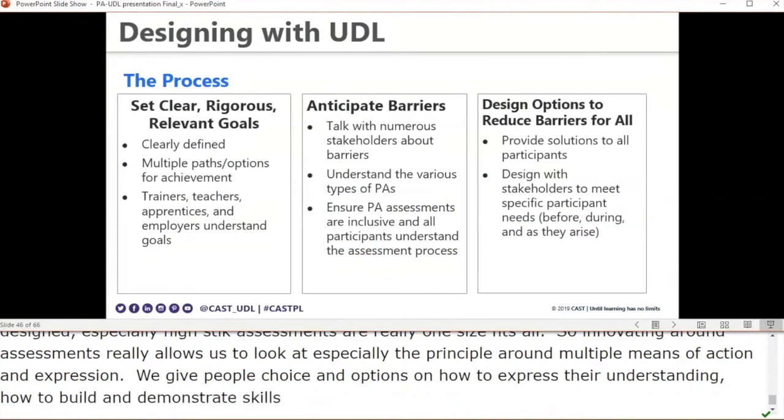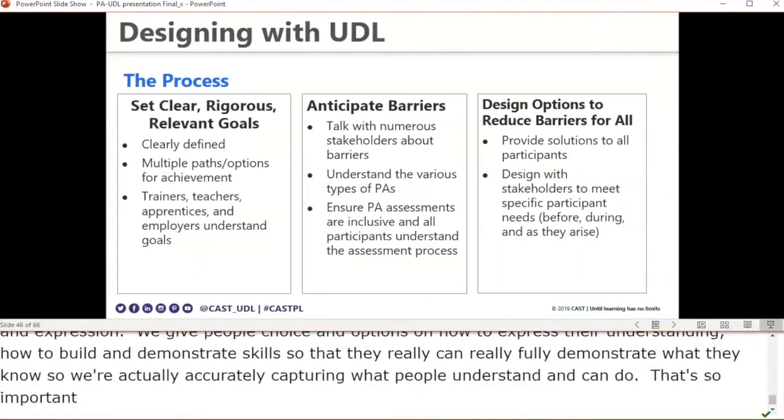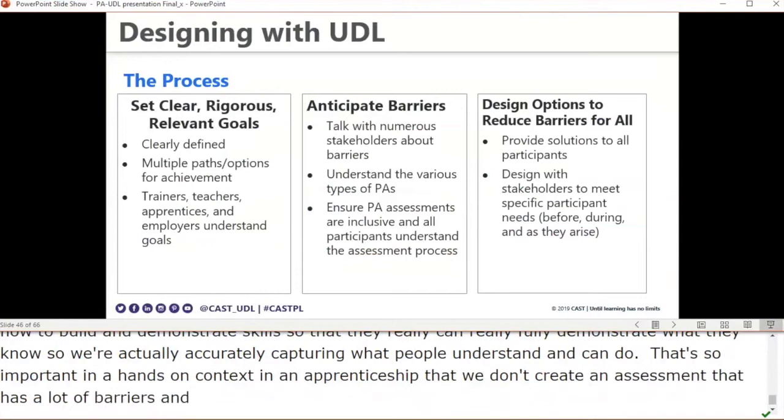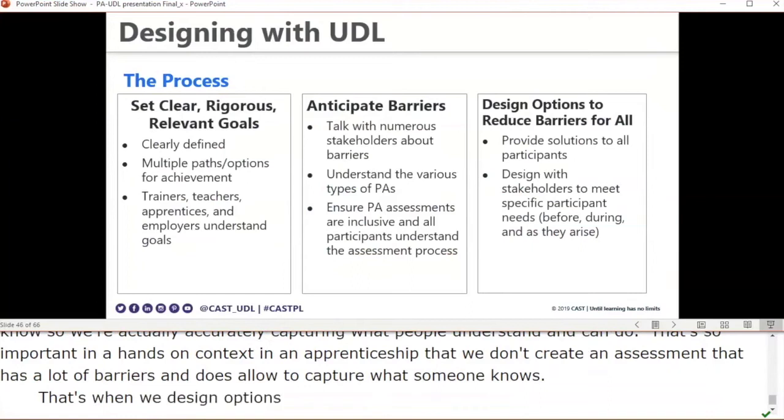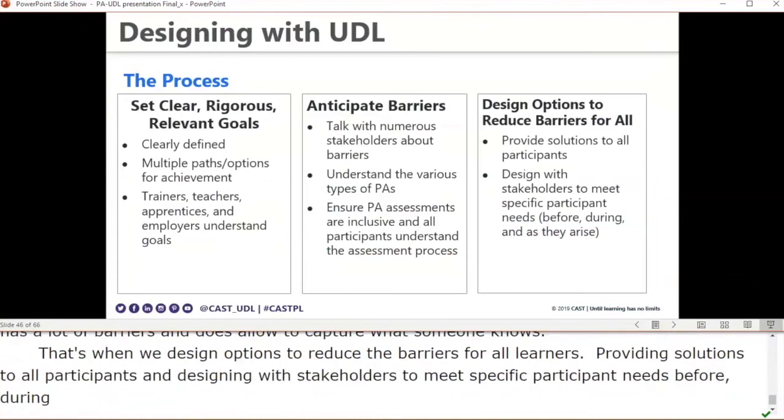they really can fully demonstrate what they know, so that we're actually accurately capturing what people understand and can do. And that's so important for the hands-on context of apprenticeship, that we don't create an assessment that's got a lot of barriers that doesn't actually allow us to capture what someone knows. And so that's where we go in and we think about designing options to reduce the barriers for all learners, really providing solutions to all participants and designing with stakeholders to meet specific participant needs before, during, and as they arrive. Next slide, please.